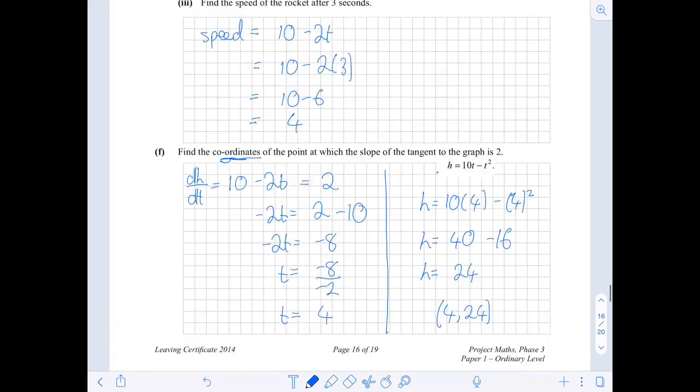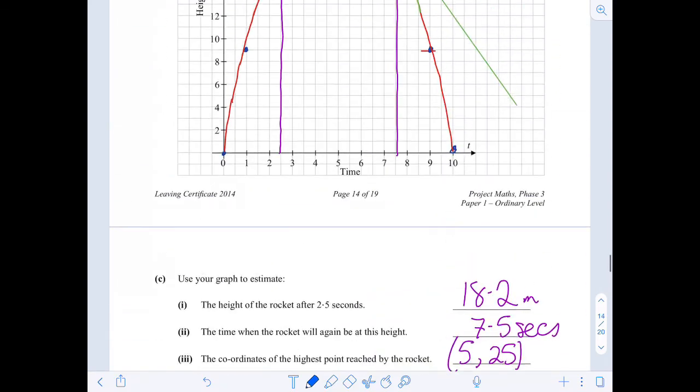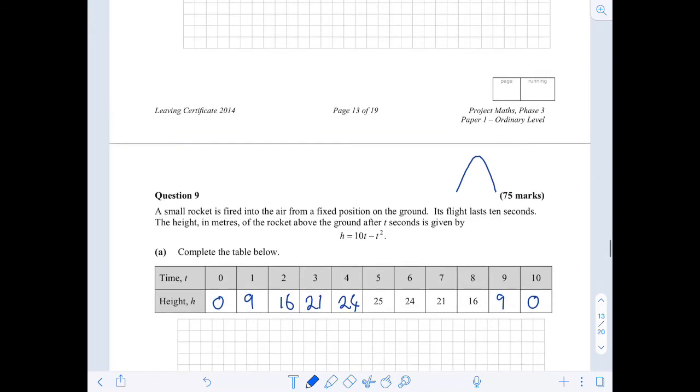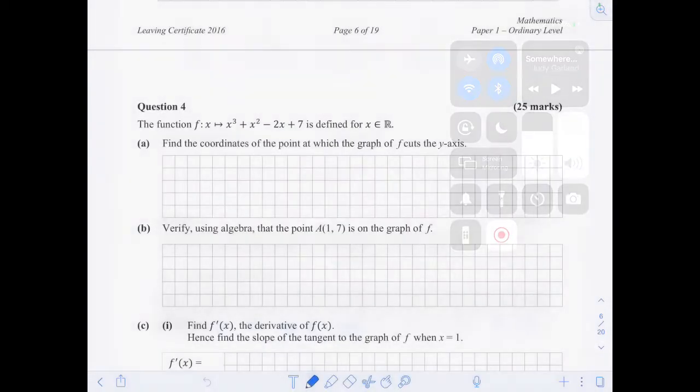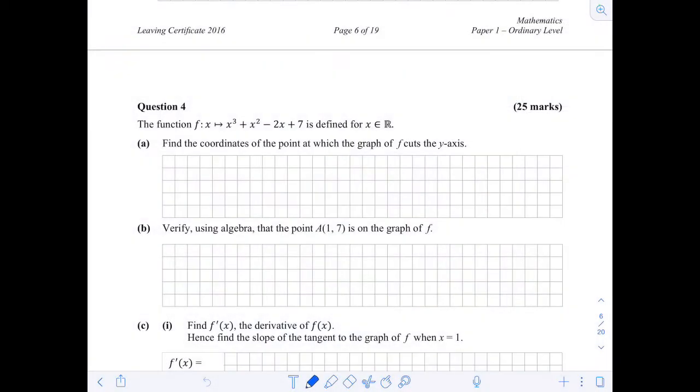Okay, so that's 2014 question 9. So it was one of the questions you had for homework. Now let's take a look at the other one. This question we're looking at here was the second question you had for homework last night, and it's 2016 question 4. So let's read through it.